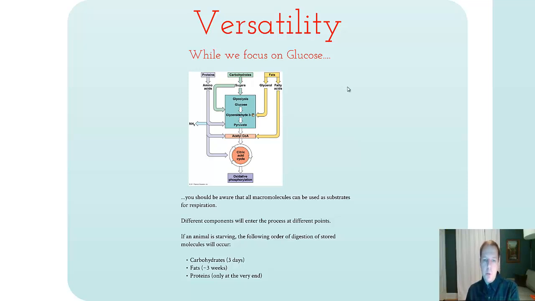Now, I've been focusing here on glucose, but really any type of nutrient can be used, not only sugars. Sugar is going to be the primary form, and there are some organs, like the brain, which rely almost entirely on glucose as a source of energy. But it is possible for different components to enter into this process at different points. Certainly, any type of stored carbohydrate, like glycogen, could be broken down into sugars and used immediately as a source of energy. But fats, triglycerides, can be broken down into fatty acids and glycerol, and those can be used at different points, again, to be able to produce ATP.